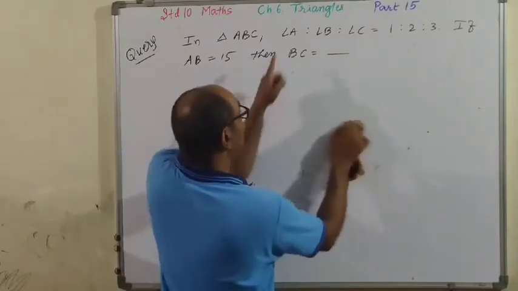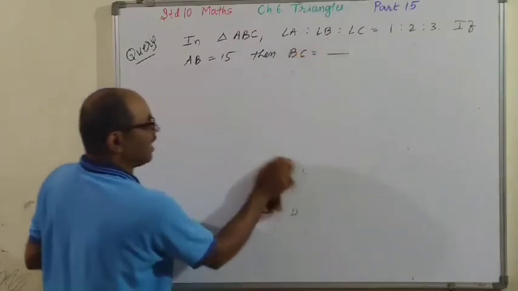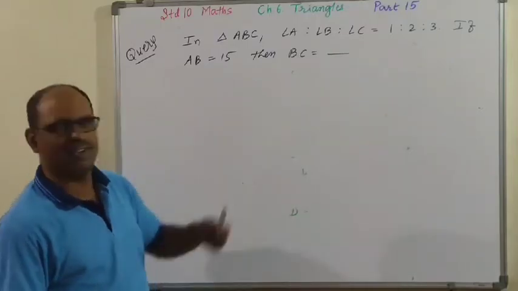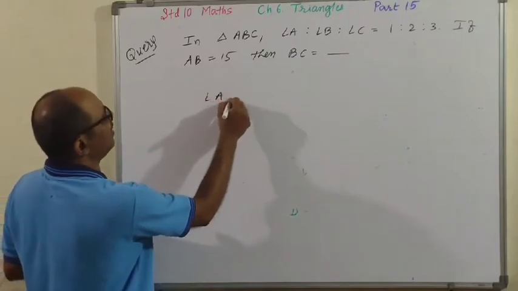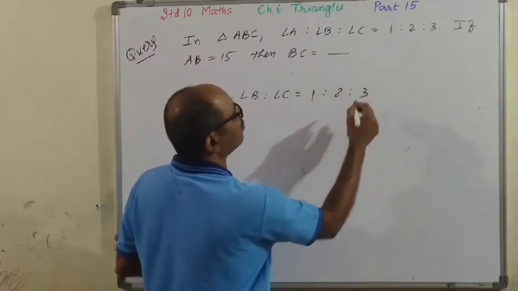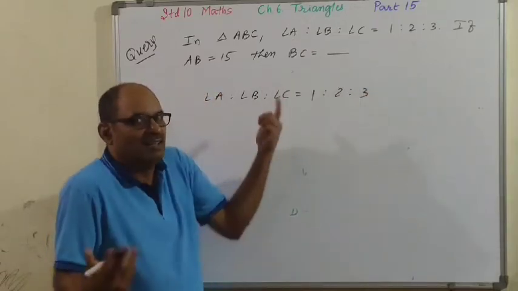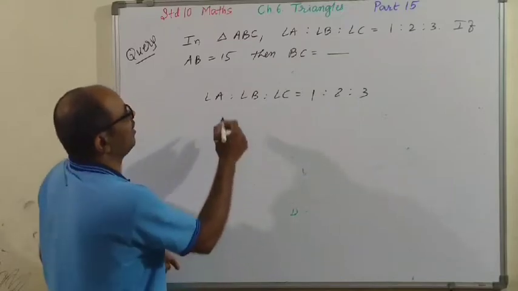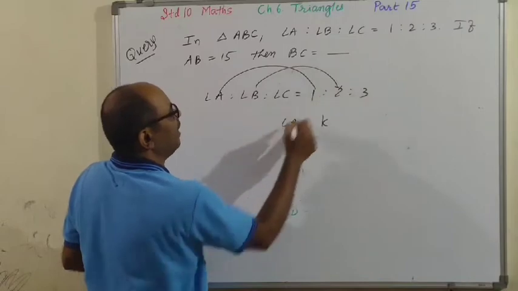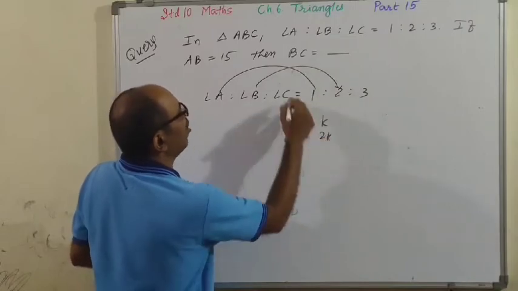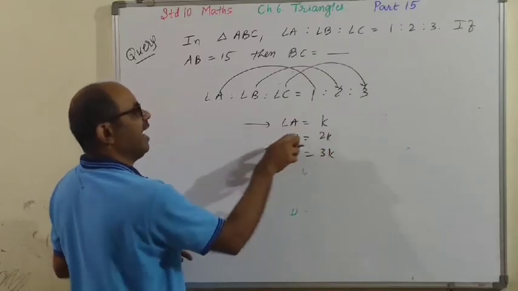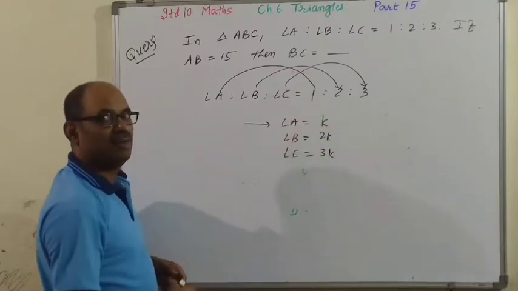Okay, children, since the ratio of angles is given, all three angles are given, you can easily find out the measure of each angle. Like angle A is to angle B is to angle C is equal to 1 is to 2 is to 3. Now this is also a fill in the blank, so objective, 1 mark only. So directly, बोलिए angle A is 1K, so K. Angle B is 2K, and angle C is 3K.